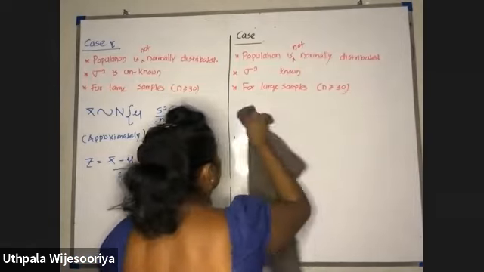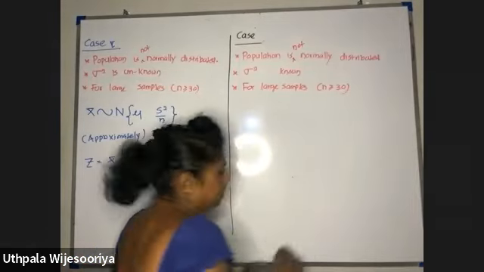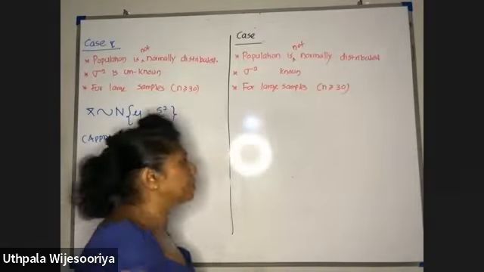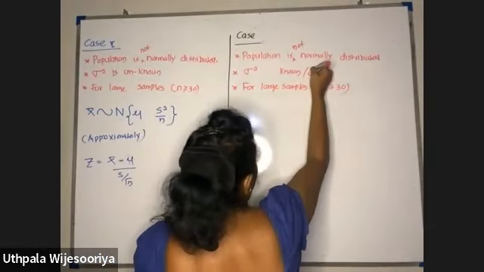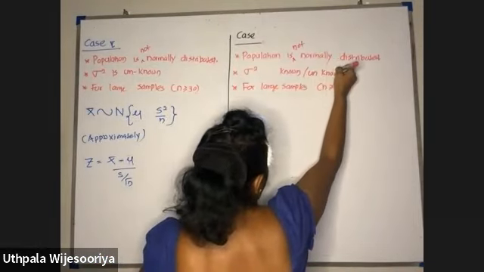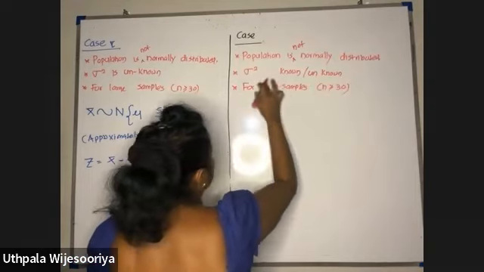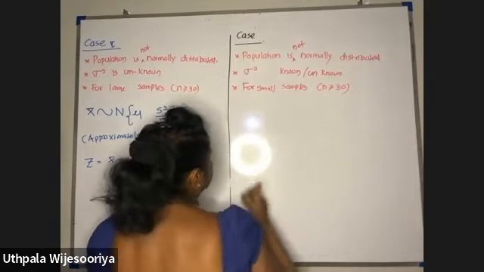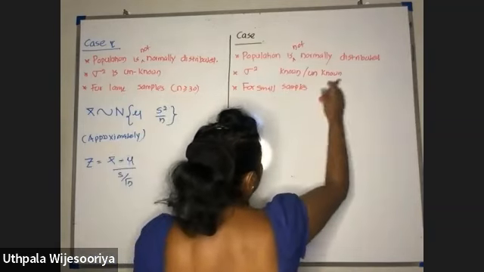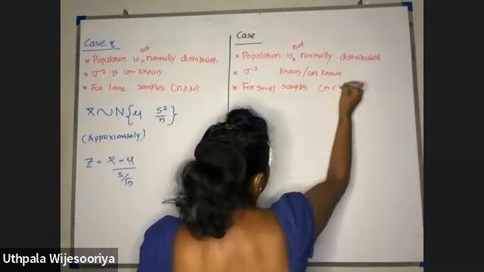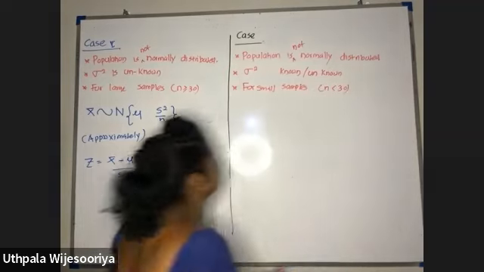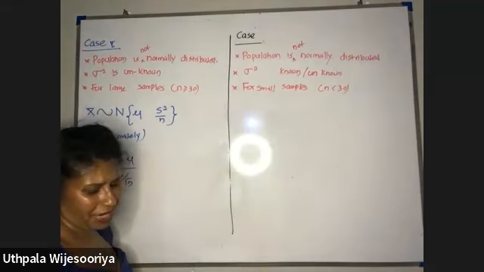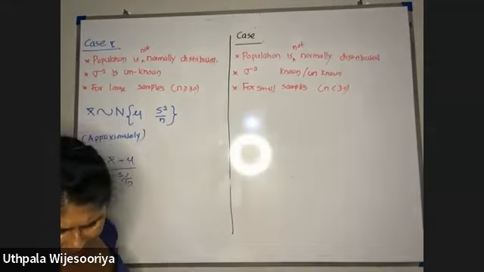Population is not normally distributed. Sigma square is equal known or unknown? Unknown. So what about for small samples? When non-normal population again, once we draw a small sample, so what will happen? Sampling distribution is not defined.